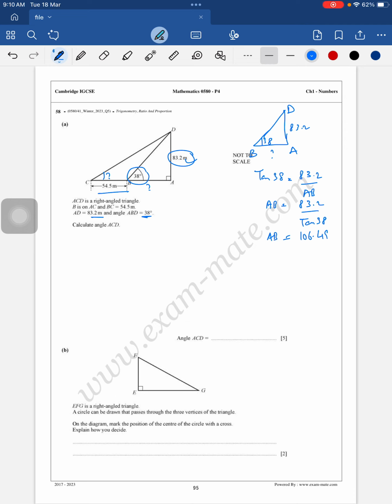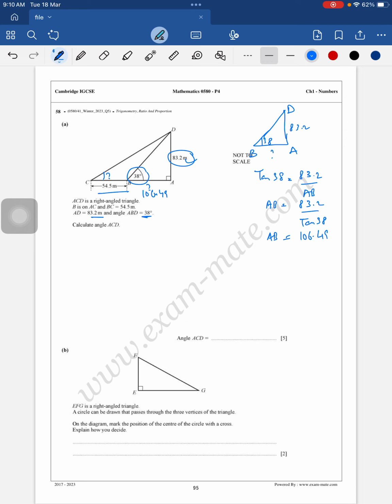Okay, now we have found 106.49 as the length of AB. Now we have the bigger triangle. We just want to find the side CD, and we know all the other sides of the triangle. Am I right? Okay.